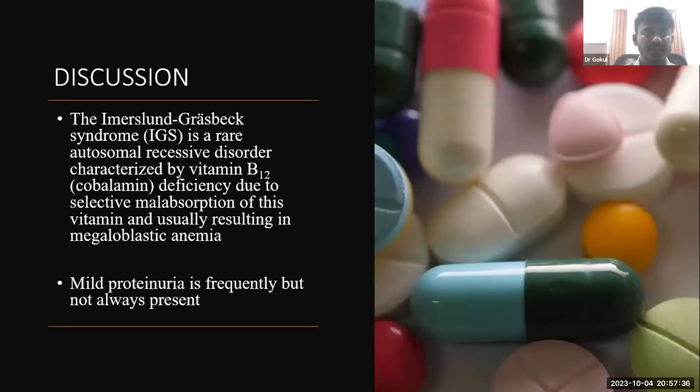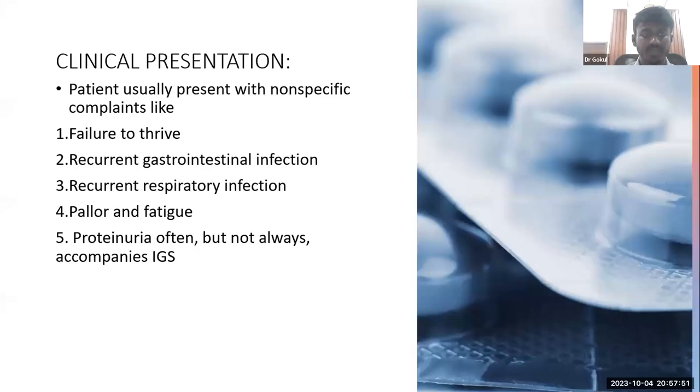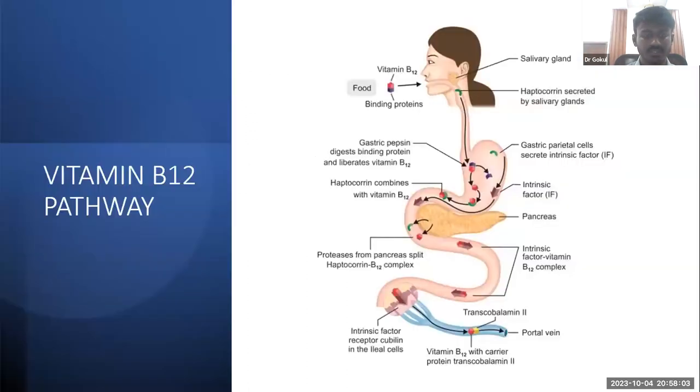Imerslund-Grasbeck syndrome is a rare autosomal recessive disorder characterized by vitamin B12 deficiency due to selective malabsorption of this vitamin, usually resulting in megaloblastic anemia. Mild proteinuria is frequent but not always present. Clinical presentation: patients usually present with non-specific complaints like failure to thrive, recurrent gastrointestinal infection, recurrent respiratory tract infection, pallor, and fatigue. Proteinuria often, but not always, accompanies Imerslund-Grasbeck syndrome.